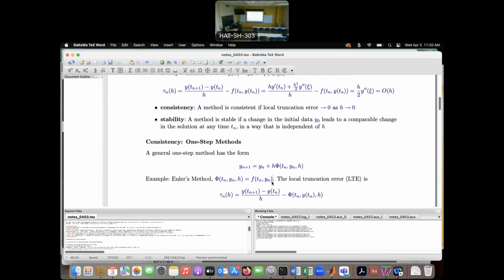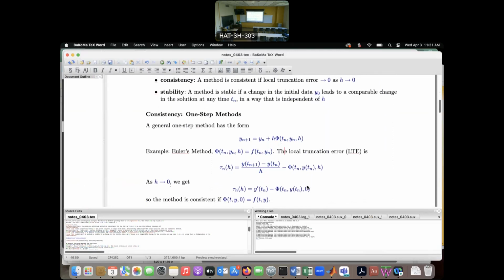Then the way you describe the local truncation error is very similar to what you see here for Euler's method. It's your difference quotient for your time derivative minus phi, where the exact solution is plugged in for the y parameter. And then suppose we let h go to 0. Well, then this difference quotient converges to y prime of t_n. Now, we want this to go to 0 as h goes to 0. So y prime of t_n has to equal f of t_n, y(t_n).